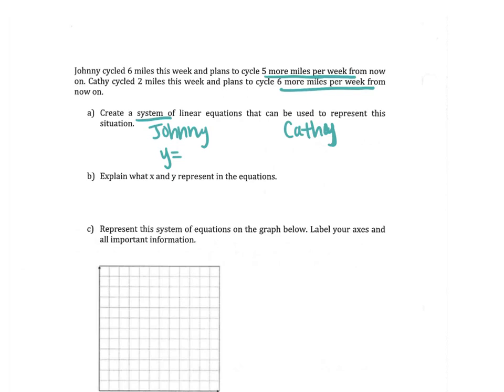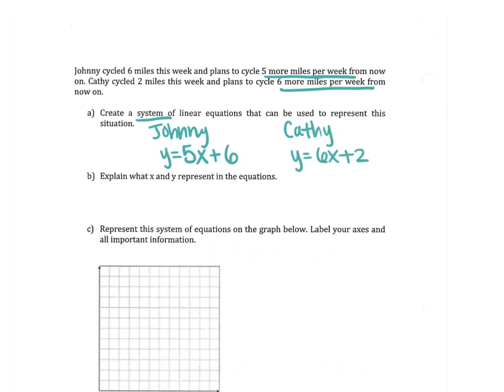Johnny's starting point was 6, okay? He cycled 6 already, and he plans to cycle 5 more per week. Remember, if our "per" tells us multiply, I'm going to do 5 per x as my weeks, and my starting point, or my y-intercept, would be 6. So take a pause and see if you can figure out Kathy's.